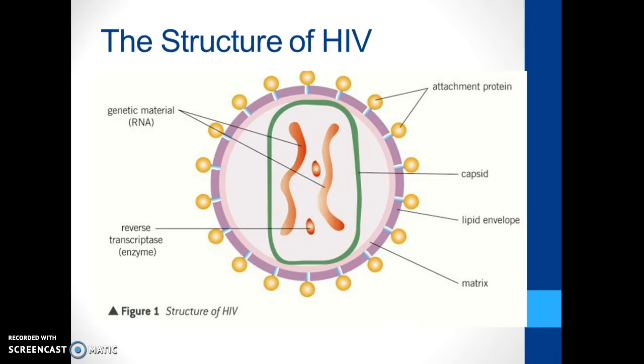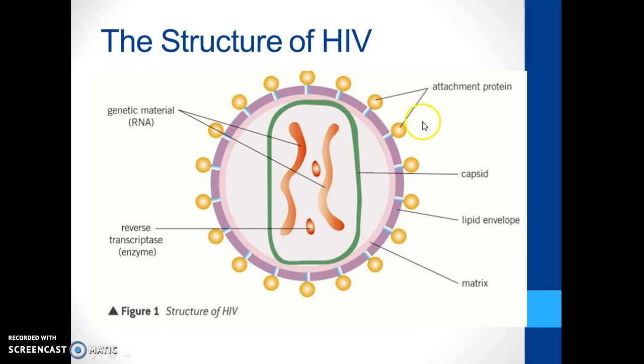So the structure of HIV then, this should be ringing some bells in terms of the structure of a prokaryotic cell. Surrounding the HIV virus, we have this envelope, okay, which is made of lipids. It's called the lipid envelope, and it almost acts as a little bit of a casing, okay?